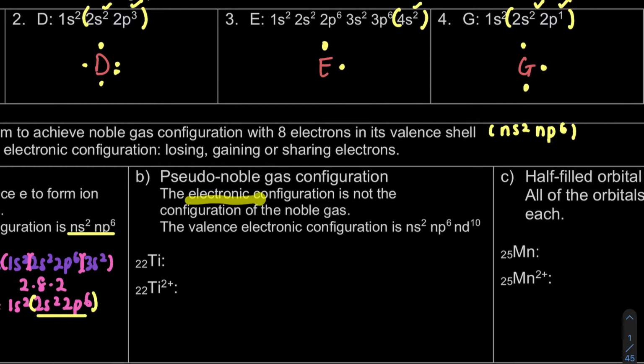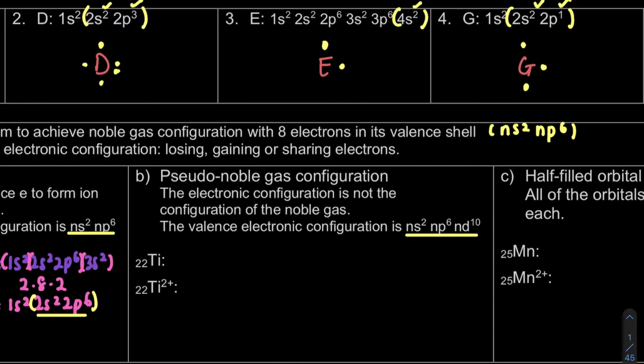So here the electronic configuration is not the configuration of the noble gas. So bukanlah, kalau noble gas kan sepatutnya ns2 np6. But for the pseudo noble gas dia jadi ns2 np6 nd10. So maknanya d orbital tu dia kena fully fill, kena betul-betul 10. Okay, right now tolong betulkan, tidak mau titanium, mau gallium, 31 gallium.